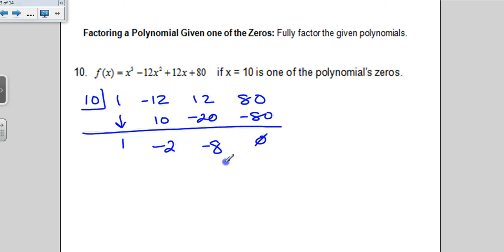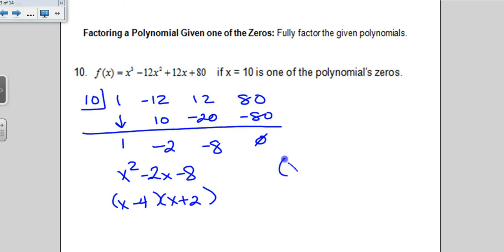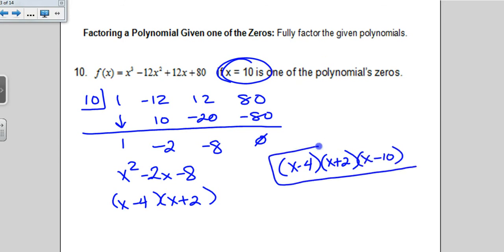So if I go ahead and take this now quadratic and rewrite it in the algebra format, x squared minus 2x minus 8, and then I try to factor that, now that it's down to a quadratic, I end up with x minus 4 and x plus 2. So my final answer for this problem is not only the x minus 4 and the x plus 2, but remember, the original zero of x equals 10 would have its own factor, and that factor would have been x minus 10. There you go.